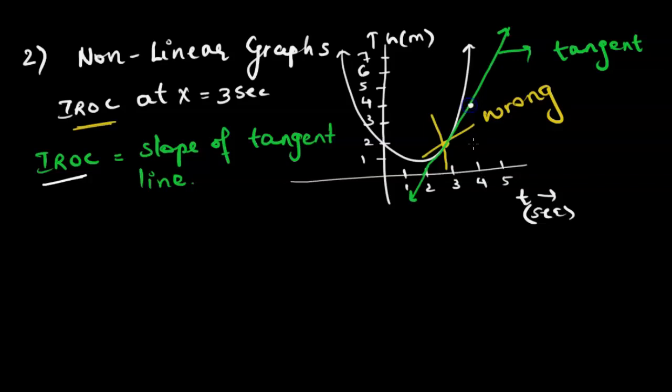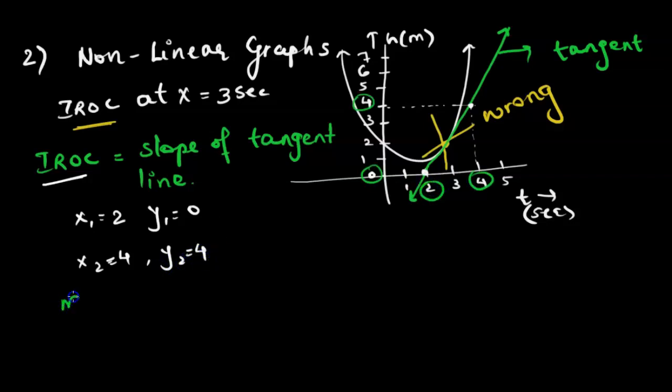Let's say this is one point for which x is 4 and y is 4, and this point where x is 2 and y is 0. So we know x1 is 2 and y1 is 0. x2 is 4 and y2 is 4 as well. So the points that we are reading are these, and now all we have to do is just apply the slope formula. We have y2 minus y1 over x2 minus x1.